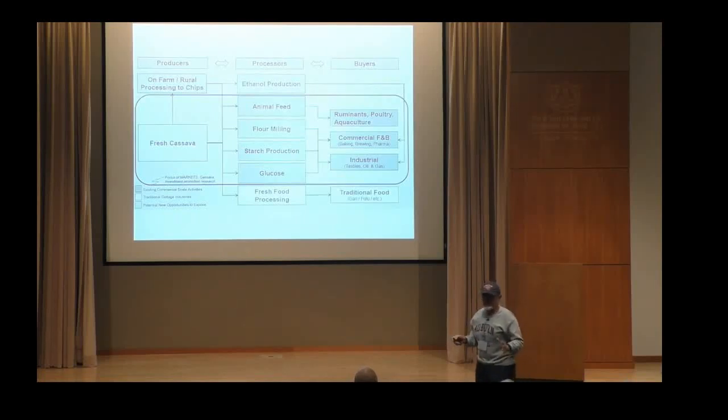What do you do with it? You see, this is another. It is a wonder crop. It really is. You got fresh cassava. Okay. You got it. You dug it out. Okay. You can go down here. Fresh food processing, traditional food. They got, Gary, no kidding you, there's something called fufu, okay? And that is in Africa. Or you can produce ethanol, you can make animal feed, flour milling, starch production, glucose, and you get involved in, even in aquaculture, okay? Commercial, baking, brewing, pharma, industrial, textiles, and so on.